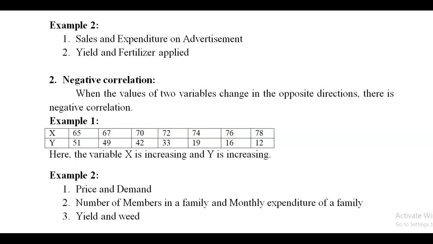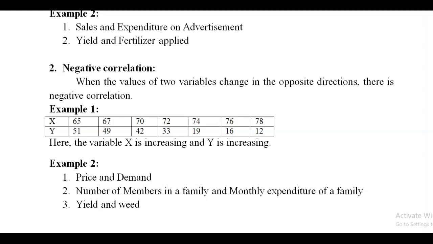In real life, we can see price and demand. Once the price is increasing, the demand will be reduced. The second one is the number of members in a family. If we have more members in a family, the pocket money or monthly expenditure for each person will be decreased. Then the next one, yield and weed. If we have more weed, the yield will be decreasing. So this is an example of negative correlation.